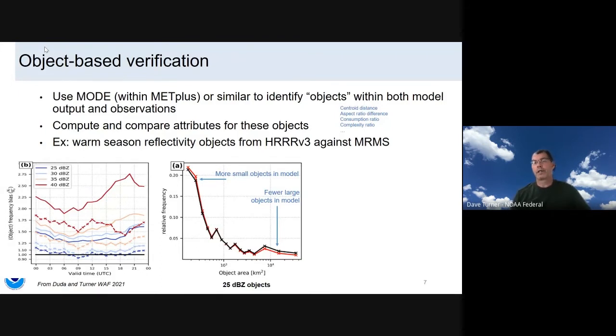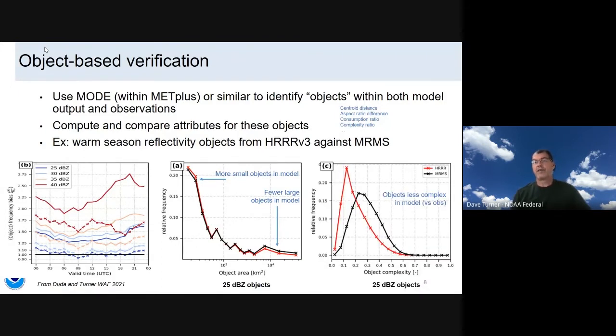And then one more click, we can see that we also have a difference in the complexity, where the objects in the model are less complex, i.e. more spherical or like a polygon, than what we're seeing in the observations themselves. The observations are showing more complexity. And so it's giving you a sense that maybe we have too much smoothing or diffusion still happening within the model, and that is leading to some of this behavior. And you can look at this very easily as a function of object size or object aspect ratio, et cetera.